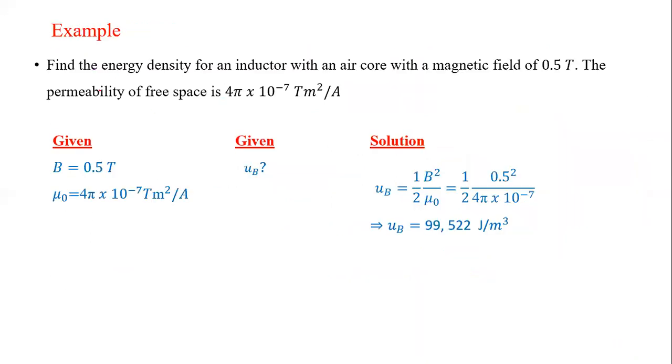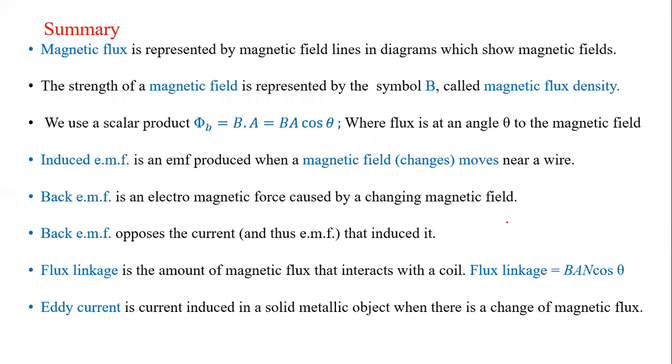Find the energy density. This is the question for the inductor with an air core, with magnetic field B given. The permittivity of free space is also given, so it is a matter of substitution. One half B square over mu not gives us 95522 joule per meter cubed.